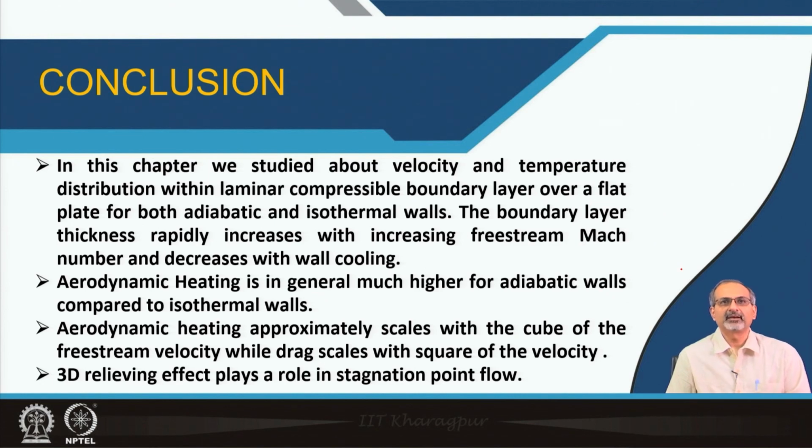To conclude, in this chapter we studied the velocity and temperature distribution within laminar compressible boundary layer over a flat plate for both adiabatic and isothermal walls. The boundary layer thickness rapidly increases with increasing free stream Mach number and decreases with wall cooling. Aerodynamic heating is in general much higher for adiabatic walls compared to isothermal walls. Aerodynamic heating approximately scales with the cube of the free stream velocity, while drag scales with the square of the velocity, and the 3D relieving effect plays a very important role in stagnation point flow, and we compared between a 2D cylinder and a sphere. Thank you.